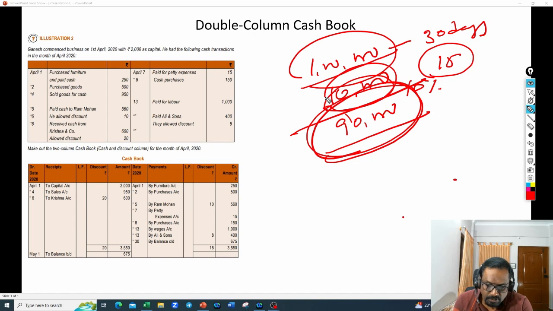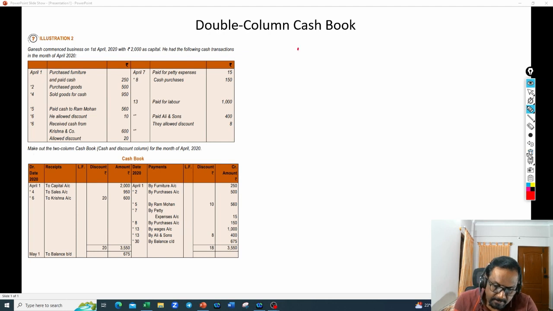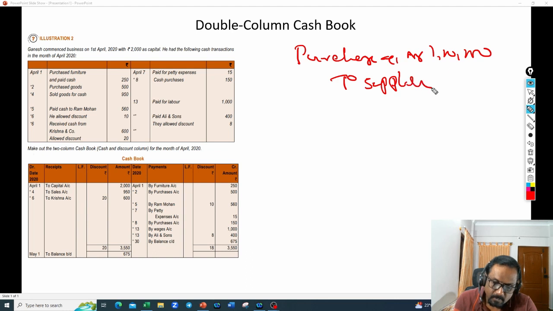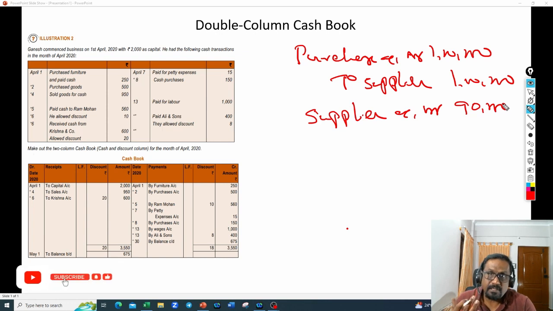So when I purchase goods, what entry do I write? Purchase account debit 1 lakh, supplier account credit 1 lakh. Let me write properly. Purchase account debit 1 lakh, supplier account credit 1 lakh. This is the entry at the time of purchase. Now I am paying 90,000. So supplier account debit, because the supplier is the receiver, right? I am making payment to the supplier.